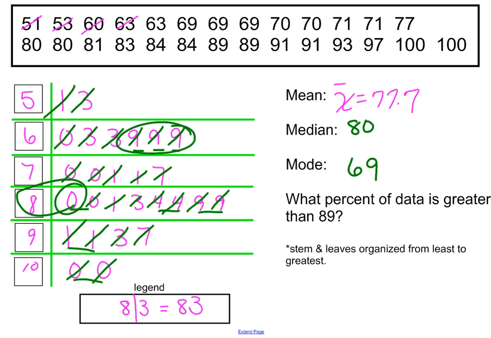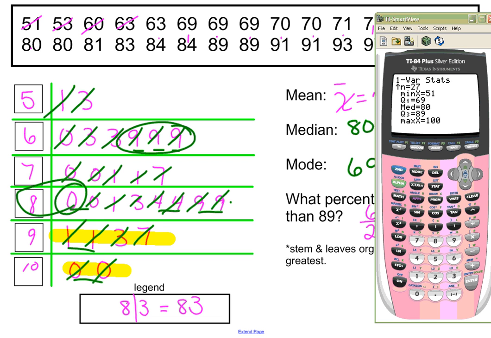What percent of the data is greater than 89? So I want data greater than 89. That would include all of the 90s as well as those 2 100 pieces of data. So I've got 1, 2, 3, 4, 5, 6 pieces of data. 6 out of a grand total of, was it 27? 2, 4, 6, 8, 10, 12, 14, 16, 18, 20, 22, 24, 26 out of 27. 6 out of 27 pieces of data.